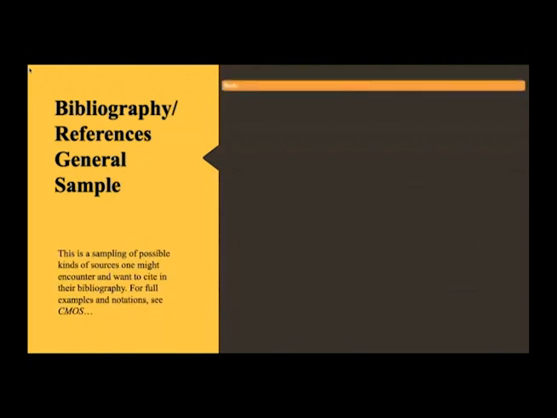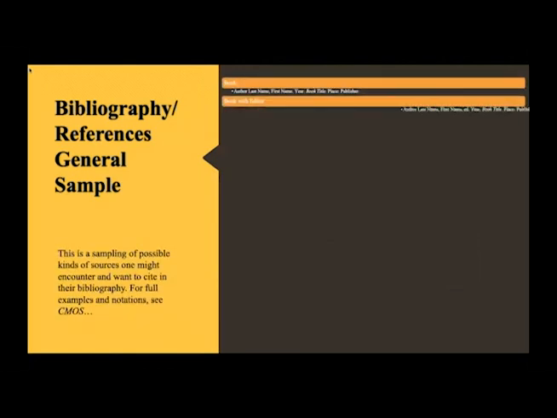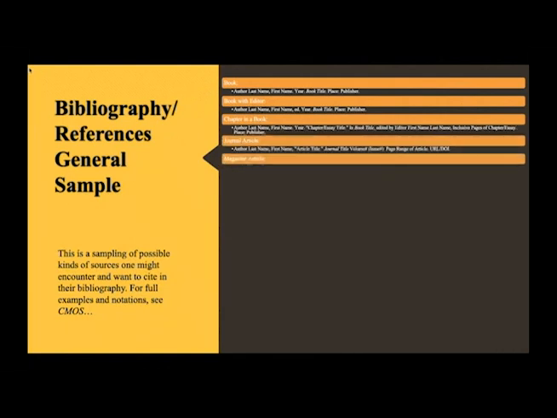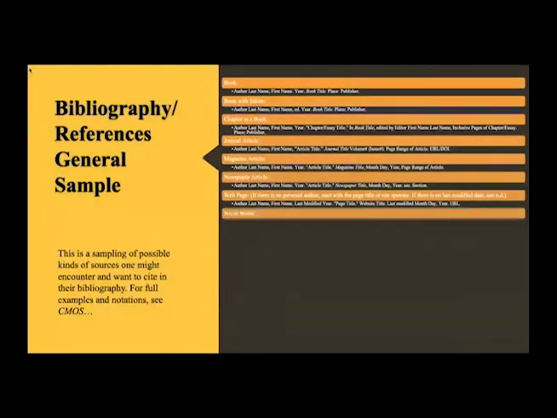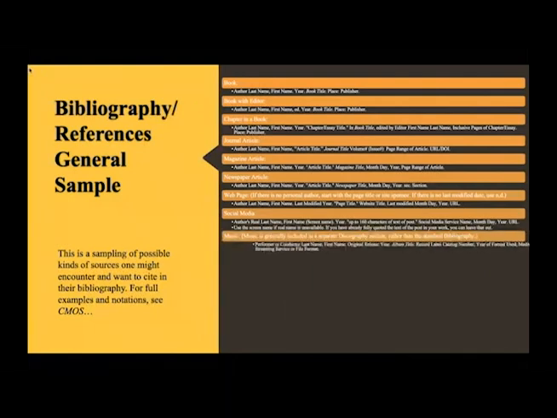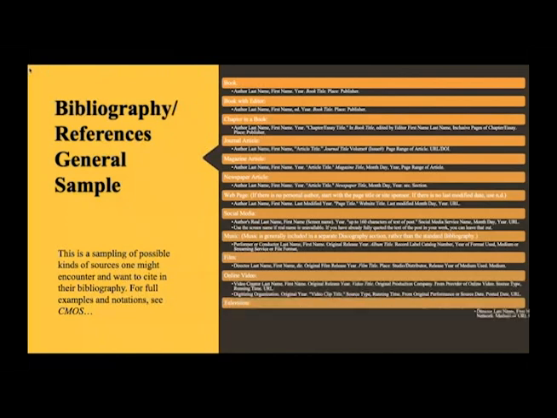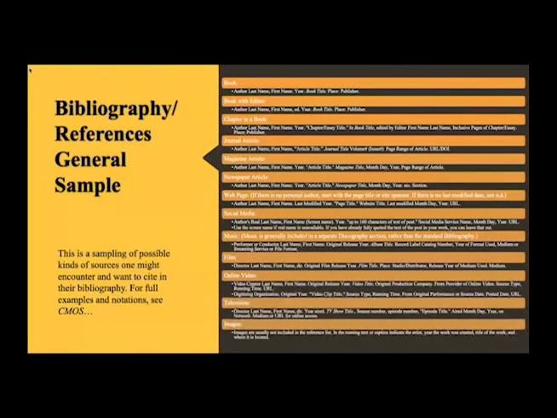Now let's look at a general sample of what kinds of sources you might cite in a bibliography or references. Note that this is a sampling of possible kinds of sources one might encounter and want to cite in their bibliography. For full examples and notations, check out the Chicago Style Manual. You can use this slide as a reference. We have citations for a book with an editor, a chapter in a book, an article, a magazine article, a newspaper article, web page, social media, music, film, online video, television, images. So if you ever need to cite any of these references, refer back here to remember how to do that.